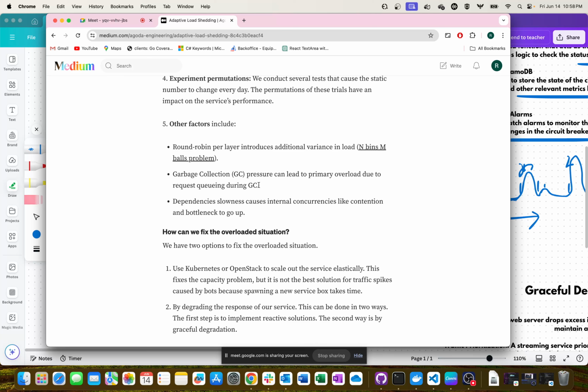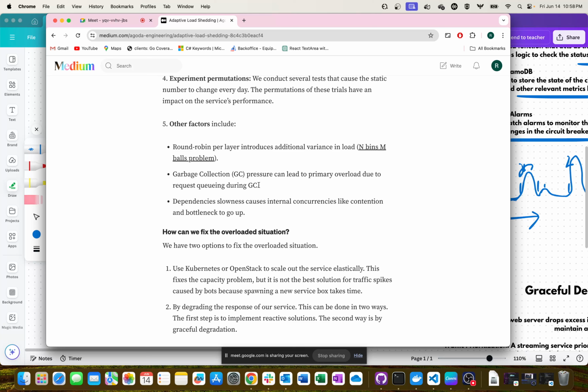So how do we fix overloaded situations? How do you account for these overloaded situations? How do you fix them in your system? Once your system has hit a certain limit, you want to build a long term solution for that.